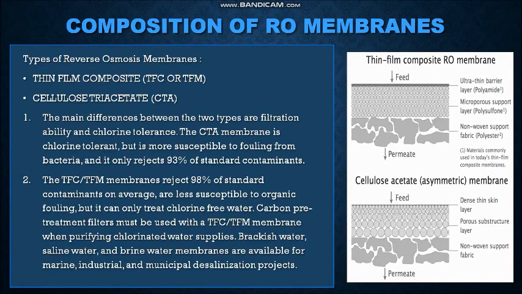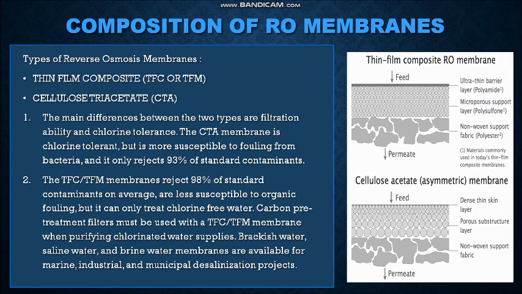Composition of RO membrane. As we have discussed in the previous slide, the types of RO membranes, now the composition are mainly of two types: thin film composite and cellulose triacetate. The main difference between the two is filtration ability and chlorine tolerance. The cellulose triacetate can tolerate chlorine water, and the thin film composite cannot tolerate chlorine water. The second difference is the cellulose triacetate can only reject 93% of standard contaminants, while the thin film composite can reject up to 98% of standard contaminants.